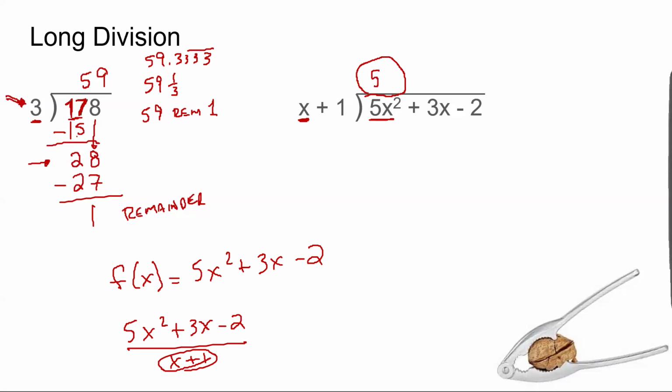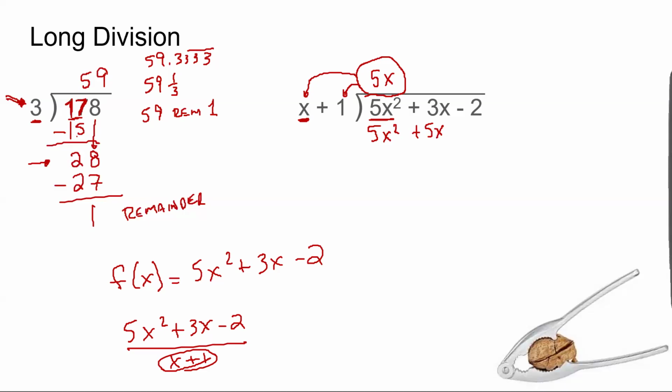And the answer is, well, yeah. I could put 5x up here, and when I multiply it back, 5x times x would be 5x squared. I also have to multiply it by the 1, though, and that would go over here.